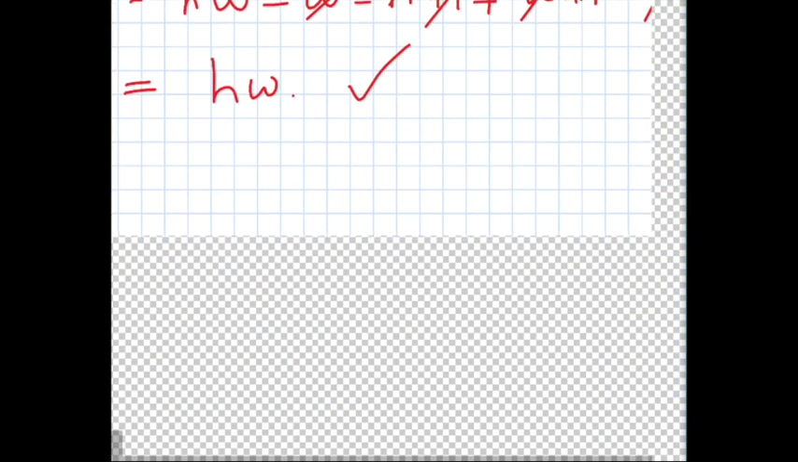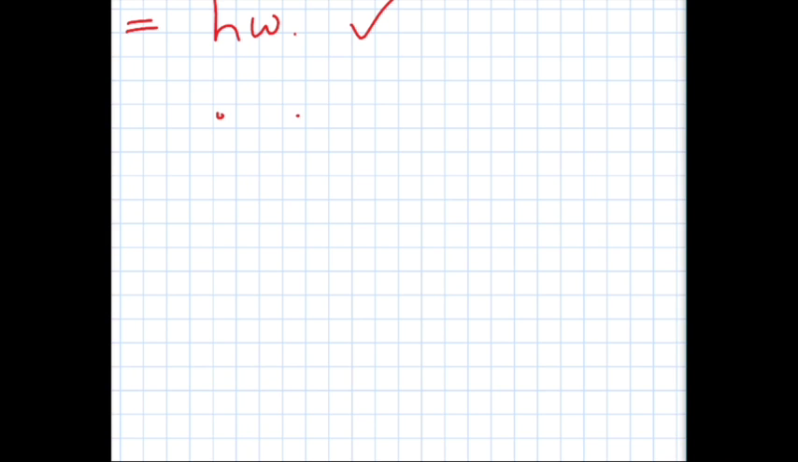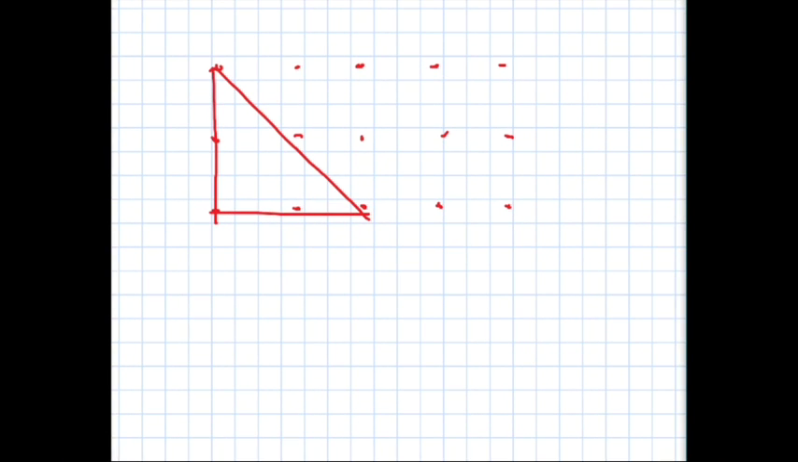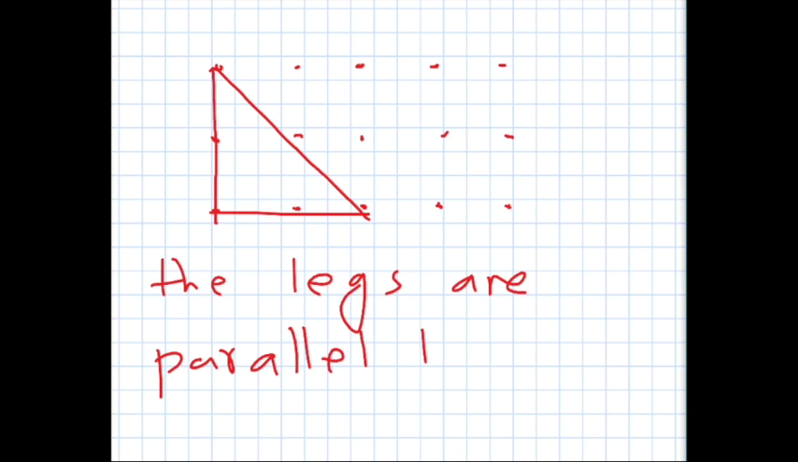Okay, now we go to our actual base step. Now the base step, we have to split it into two cases. One is that we have a triangle like this. So case 1 is that the legs are parallel to the coordinate axes.